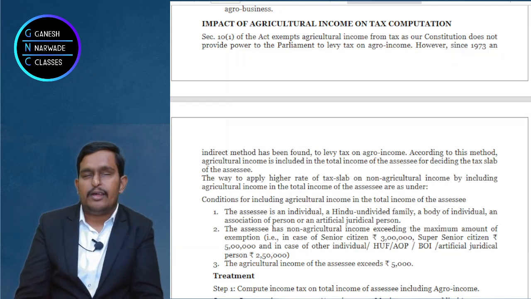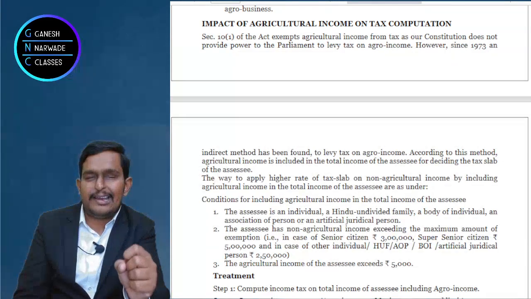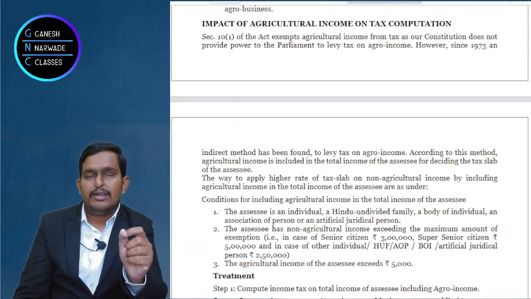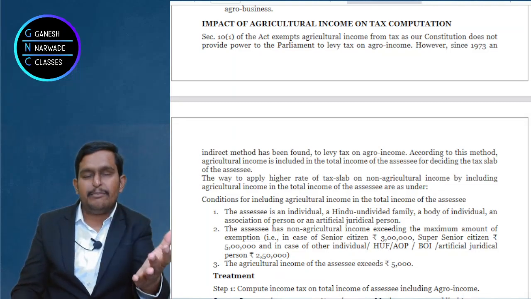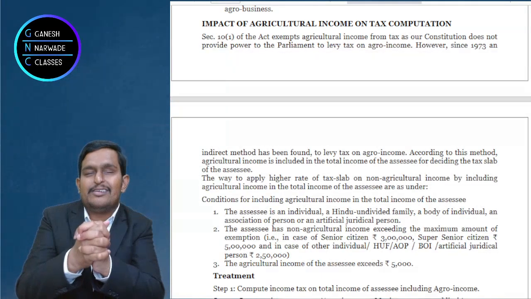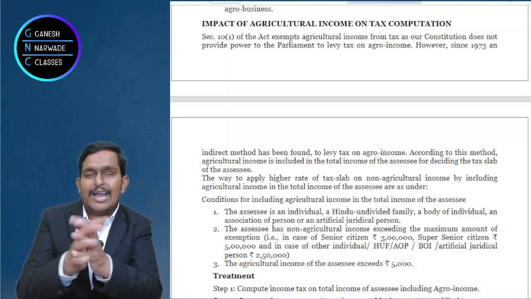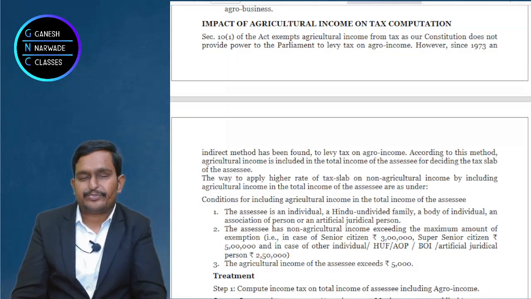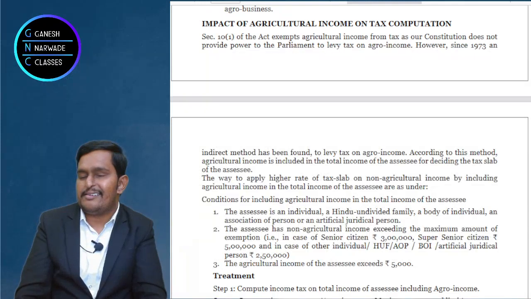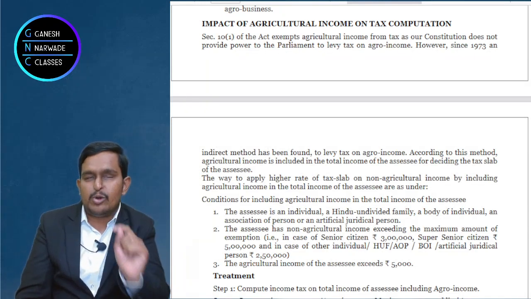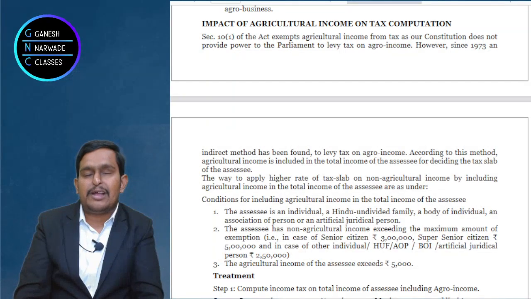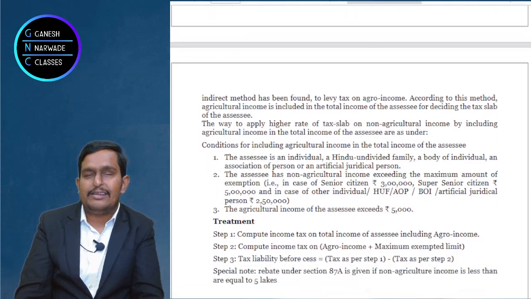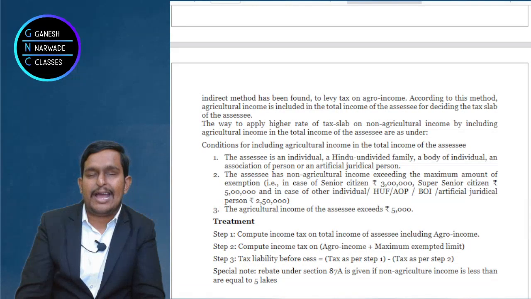Now come to step 2. Step 2 says tax on agricultural income plus basic exemption limit. Those two incomes we will total, and on that you calculate tax again. Don't add health and education cess. Now you have step 1 and step 2, right? Step 1 minus step 2 will become your tax liability.